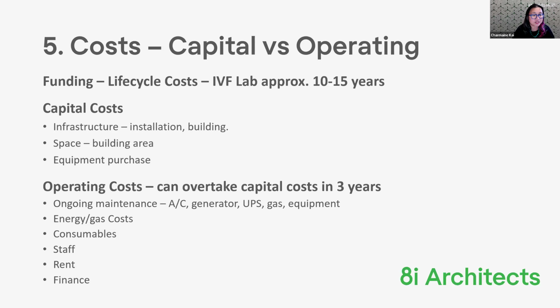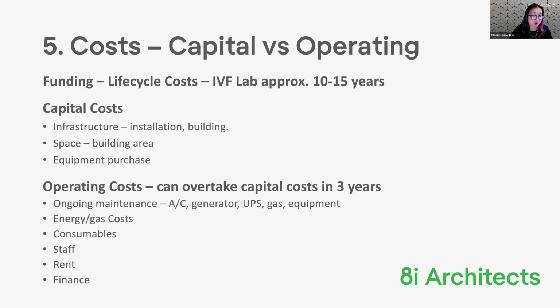So capital costs, installation, the building, major infrastructure is a really costly expense when you set it up. But once you get going, the operating costs can take over. So allow for things like, how much space do you actually need? Because the bigger the building area, the more it's going to cost you to fit out that space. Same with equipment purchase, that's got to be factored in, because if you're making a new facility, that initial purchase of equipment is quite costly. Operating costs can actually overtake the capital costs in 3 years if you're not savvy about how you use equipment and how to minimize maintenance costs.